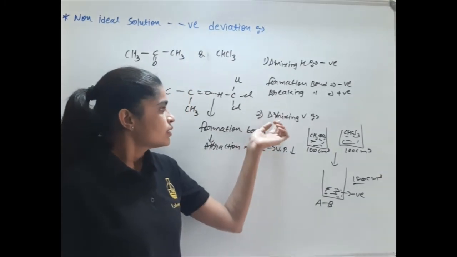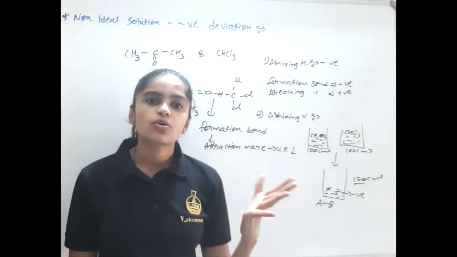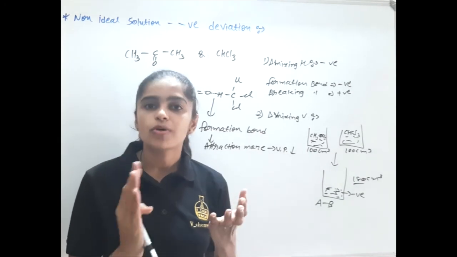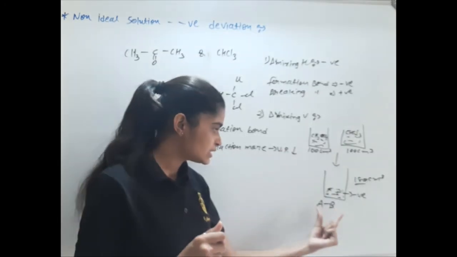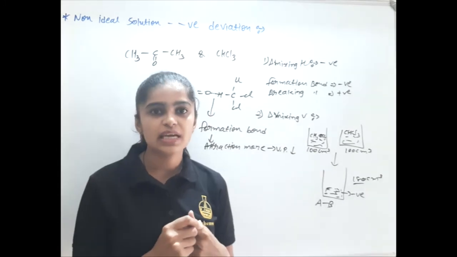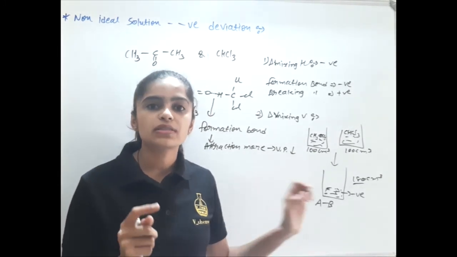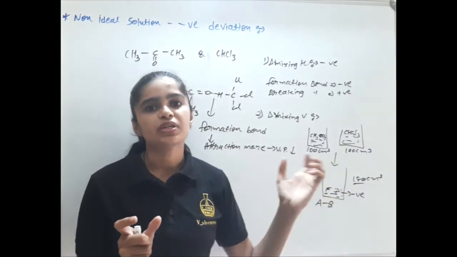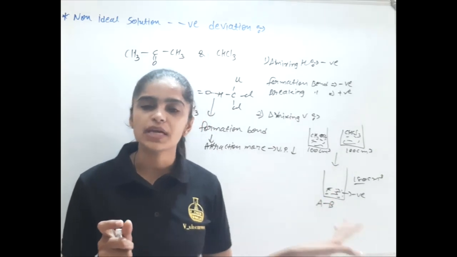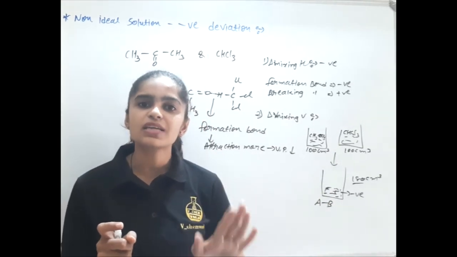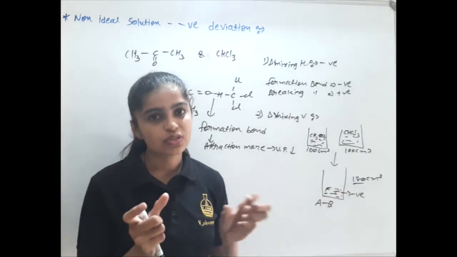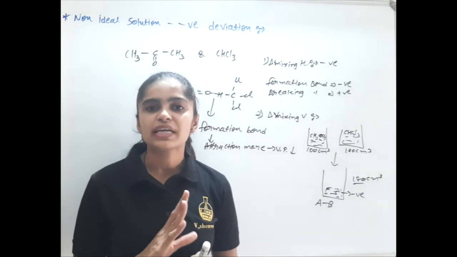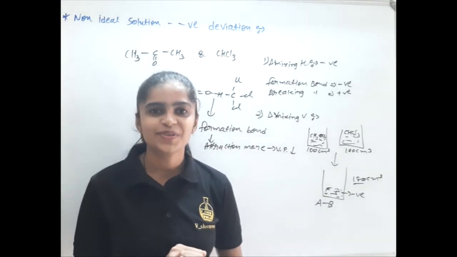Next is delta mixing V, the volume change on mixing. In the positive deviation, this is positive because the attraction between A and B is weaker, where the bond is weaker, so it occupies more space and its volume increases. But in this case, the A and B attraction is more, so it occupies less space and its volume decreases. So this is all about the positive and negative deviation from Raoult's law. Thank you.